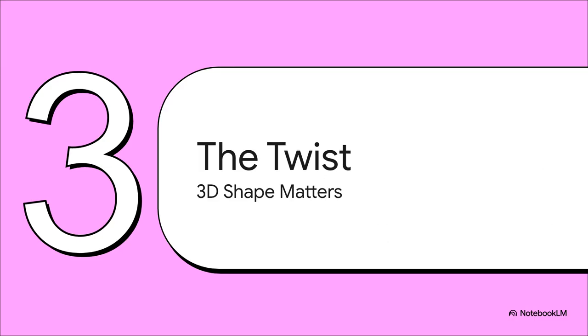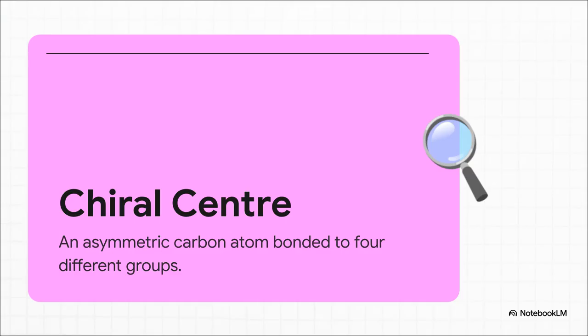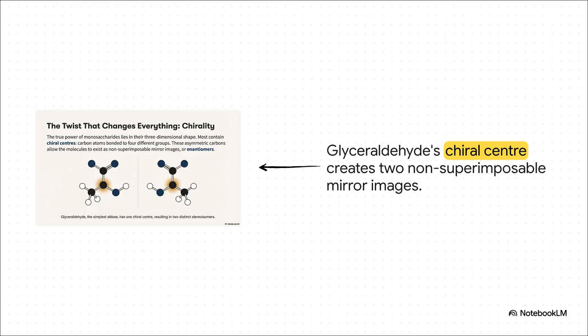But here's where things get really interesting, because the real magic of these molecules isn't just in their 2D formula, it's all about their 3-dimensional shape. And the secret to all this 3D magic? It's something called a chiral center. All that means is it's an asymmetric carbon atom, one that's attached to 4 totally different things. This asymmetry is the key that unlocks the door to a whole bunch of different 3D shapes, or what we call stereoisomers. Let's take the simplest possible example to see this in action: glyceraldehyde.